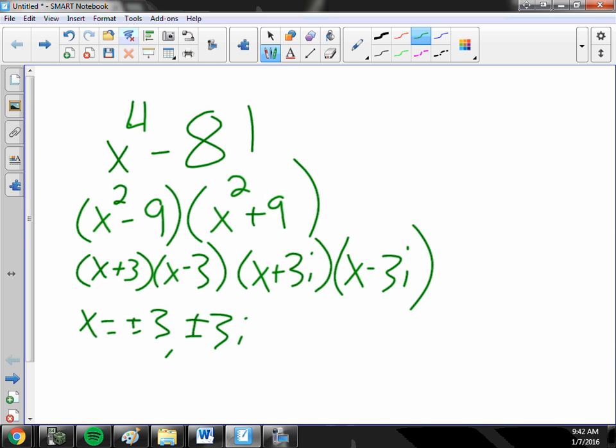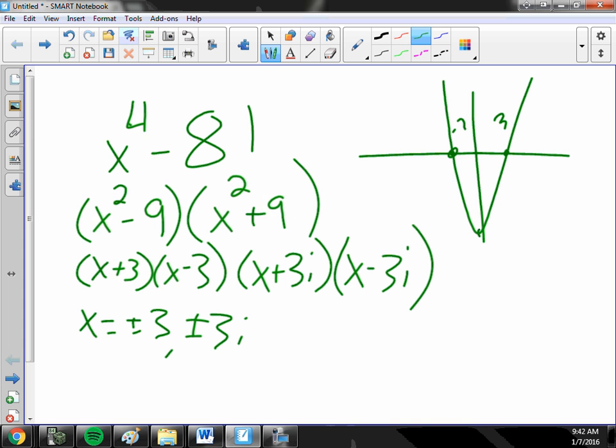Now, the graph of this is a little bit deceptive. It's going to look like this. So that would be negative 3, and this would be 3, and that's going to be negative 81. And you can't tell that there are imaginary roots. There are none of those little whoop-de-doos above the x-axis. So sometimes imaginary roots are hidden and you can't actually see them. Okay?